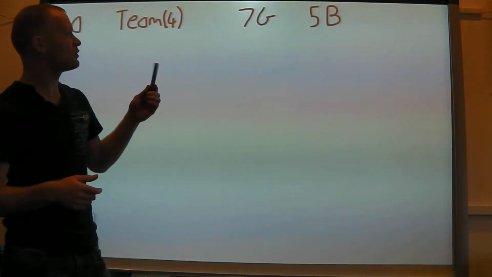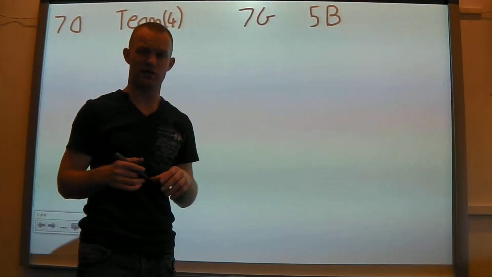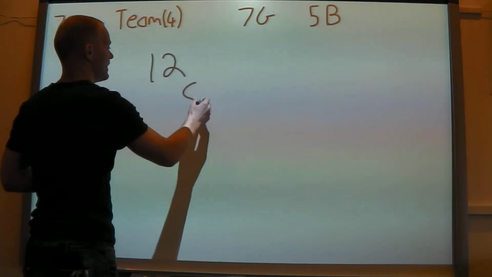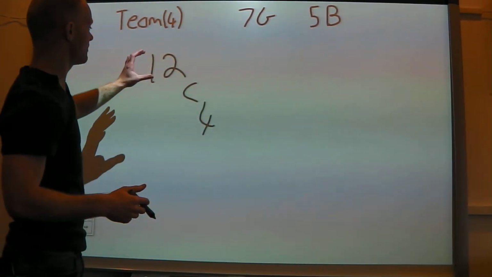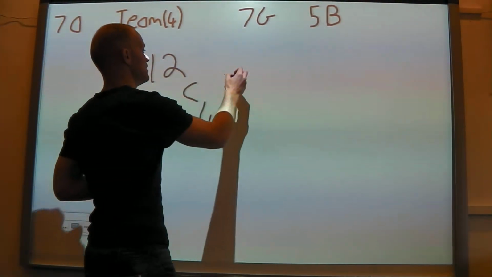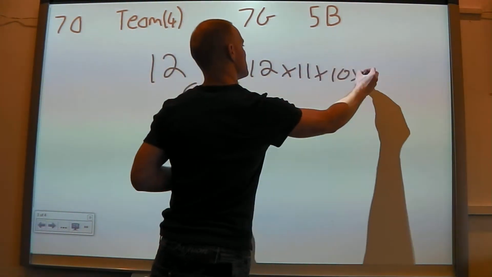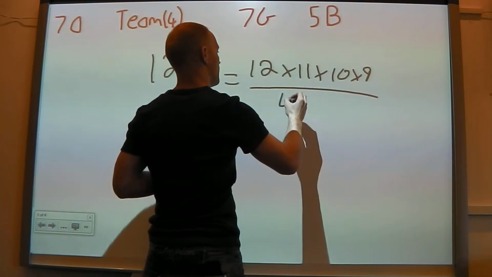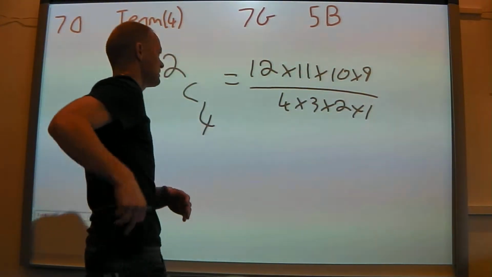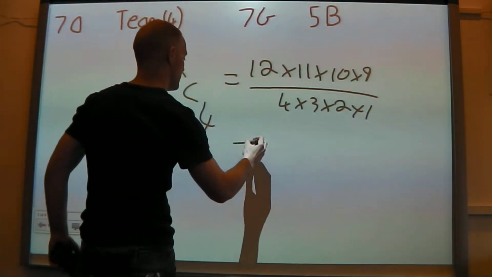Here you're told that you have 12 people in total and you have a team of 4, and you're asked to find how many different selections are possible. Well, that's the same as saying 12C4. If I have 12 people in total, how many different groups of 4 can I pick from that? So that's equal to 12 times 11 times 10 times 9 all over 4 by 3 by 2 by 1, which you can just do in your calculator. 12C4 is equal to 495.